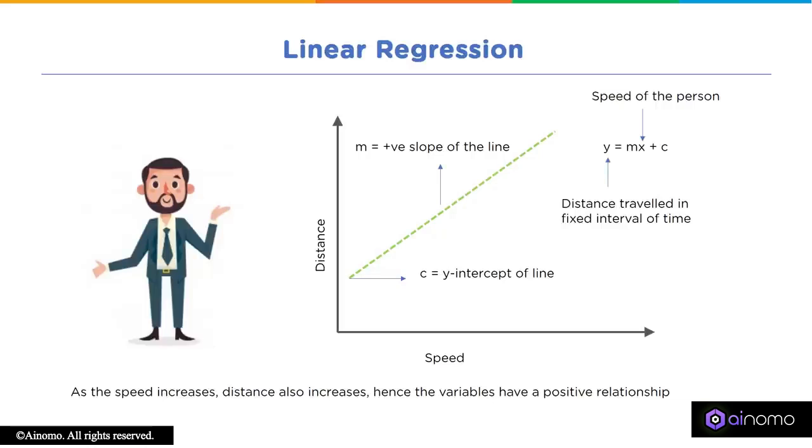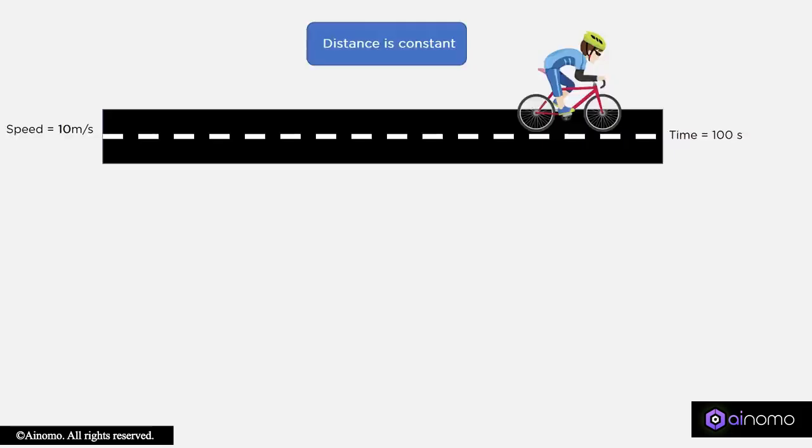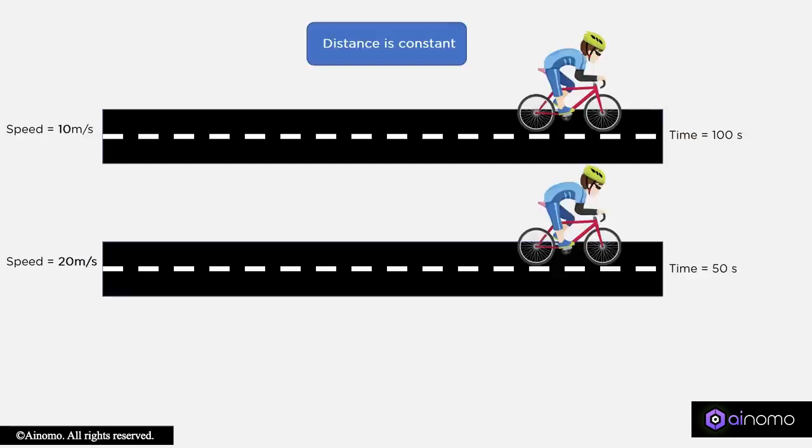One of the key definitions here is positive relationship. The slope of the line is positive: as speed increases, distance also increases. Let's take a look at our second example, where we make distance a constant. So we have speed equals 10 meters per second. They have a certain distance to go, and it takes them 100 seconds to travel that distance. And we have our second bicyclist who's still doing 20 meters per second.